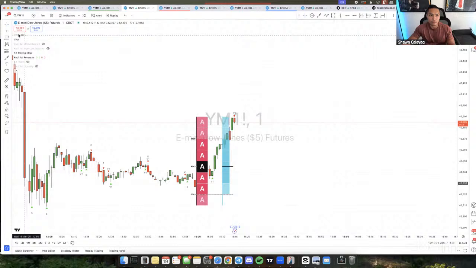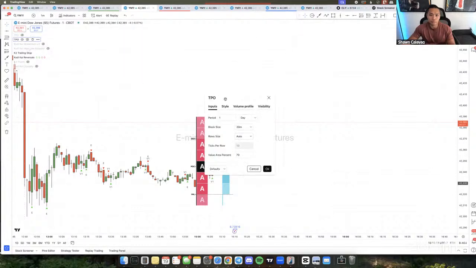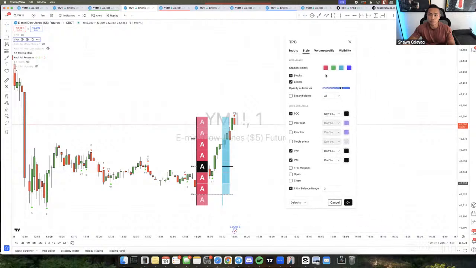Let me check my settings on this one. Yeah, so you'll leave all the stuff at default. The stuff that you're going to change is under style. So if you want to take off the blocks, just uncheck this. If you want to take off the letters, uncheck that. That's what I do. I don't really care too much about that stuff. They're there for a reason, but I don't use that specifically.